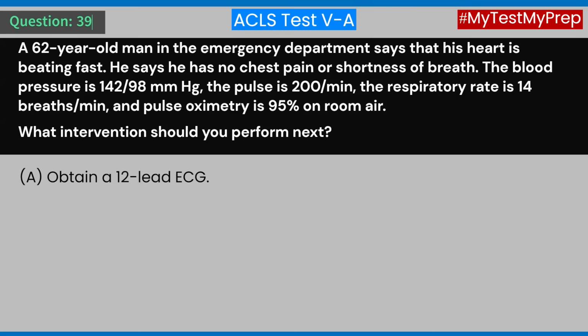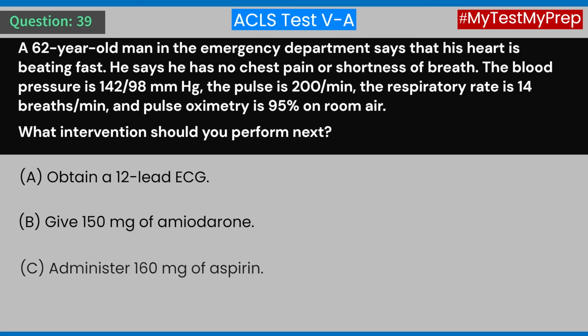A. Obtain a 12-lead ECG. B. Give 150 mg of amiodarone. C. Administer 160 mg of aspirin. D. Administer 6 mg of adenosine. Answer: A. Obtain a 12-lead ECG.